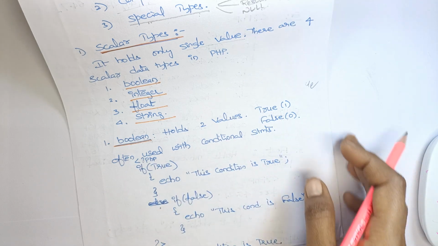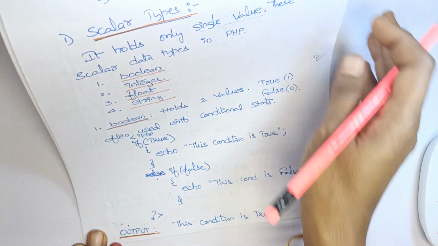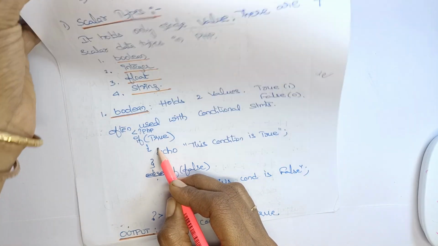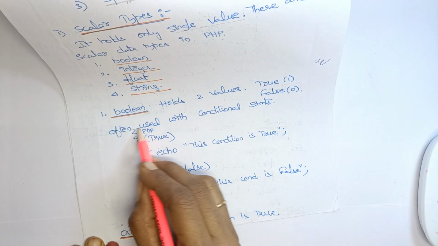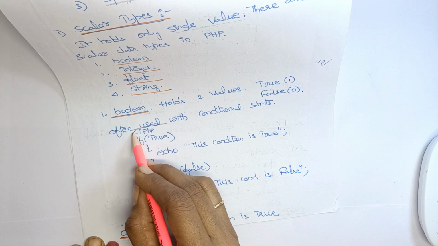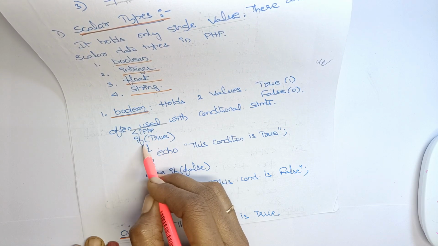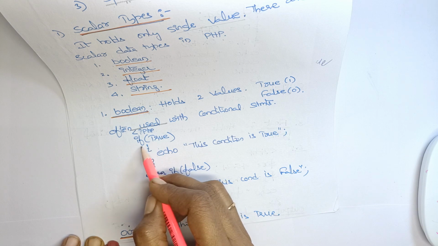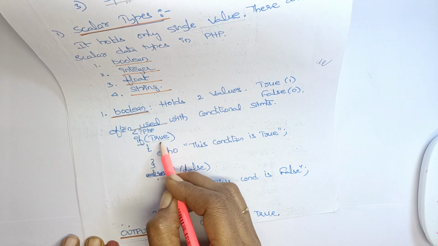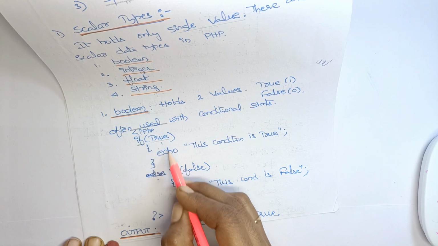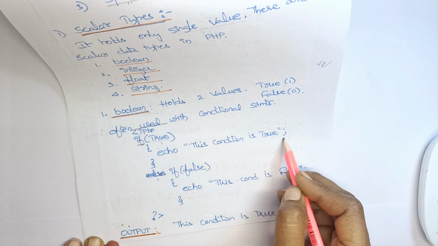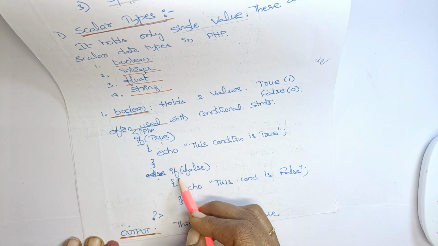For example, generally this will be used in a conditional statement, if of true, or you can write 1 also. So one PHP program I am taking, less than question mark PHP. Boolean can be written in a conditional statement like if of true, or 1 also you can mention. If of true means it will print some statement, like echo this condition is true. The if statement is closed here.